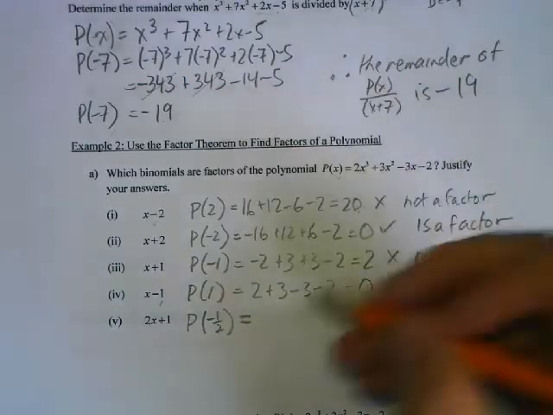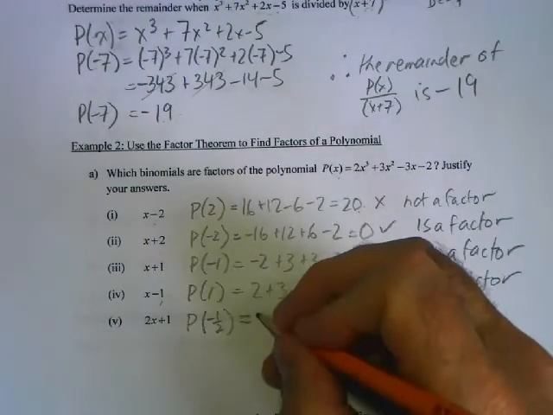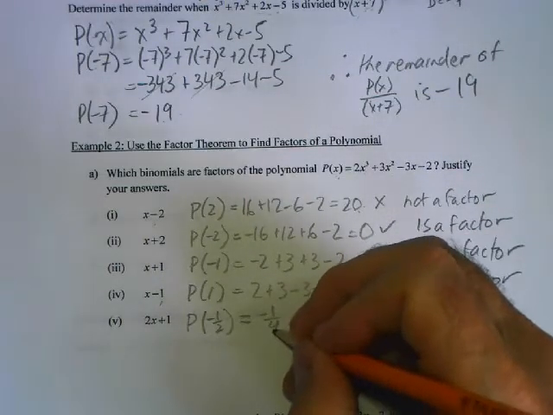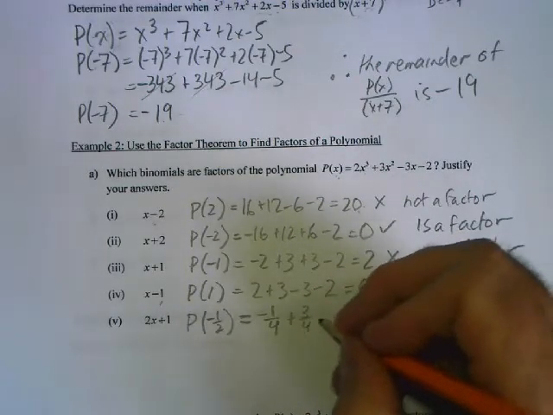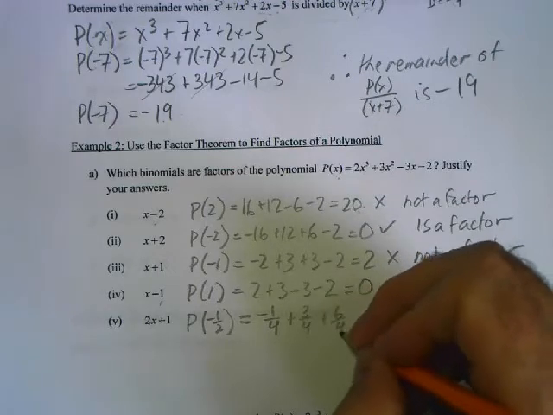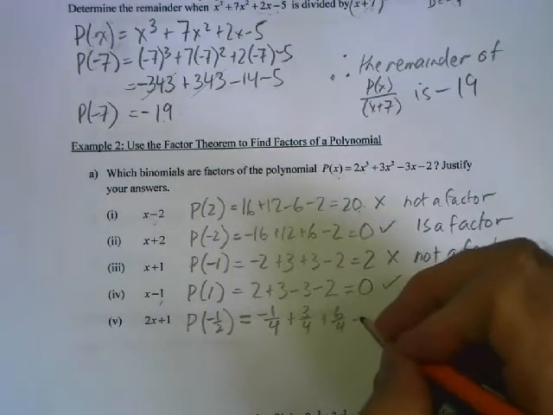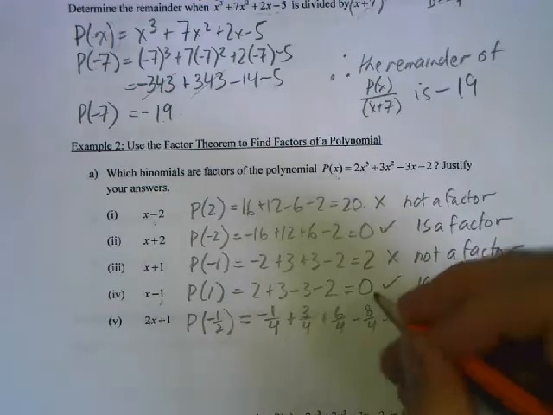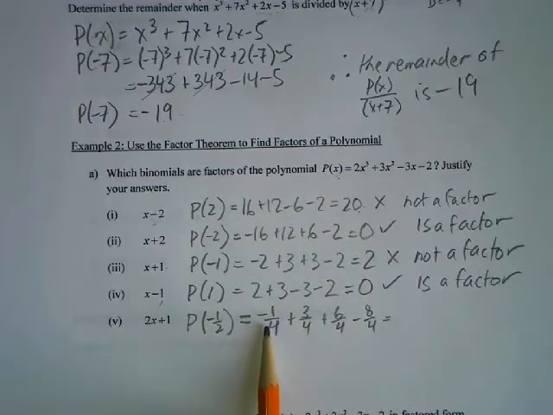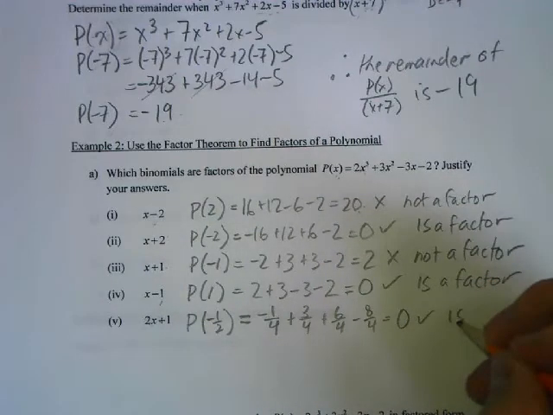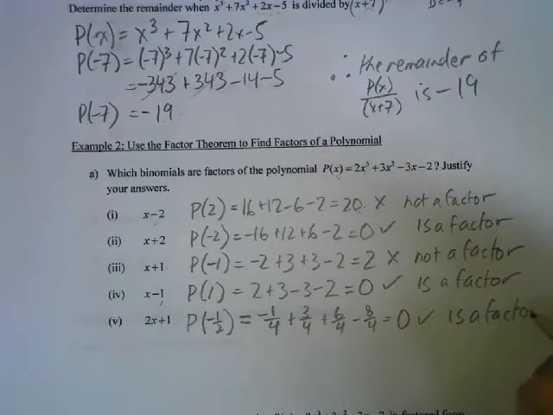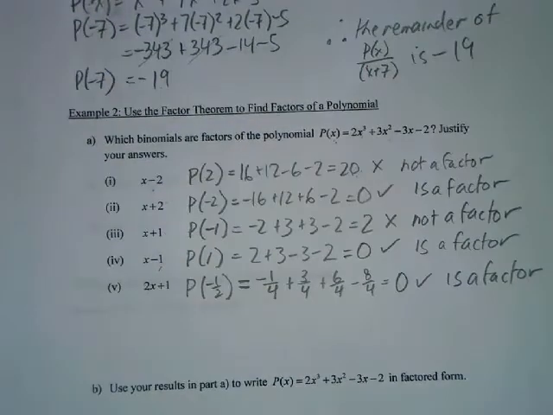Okay, this one's a little trickier because of the fractions. We're going to get negative 1/4 plus 3/4 plus 6/4. The good news is it's all quarters, minus 8/4. If I just add up the numerators, I've got positive 9 and a negative 9. So that does equal 0. So this also is a factor. Okay, so that answers that question.